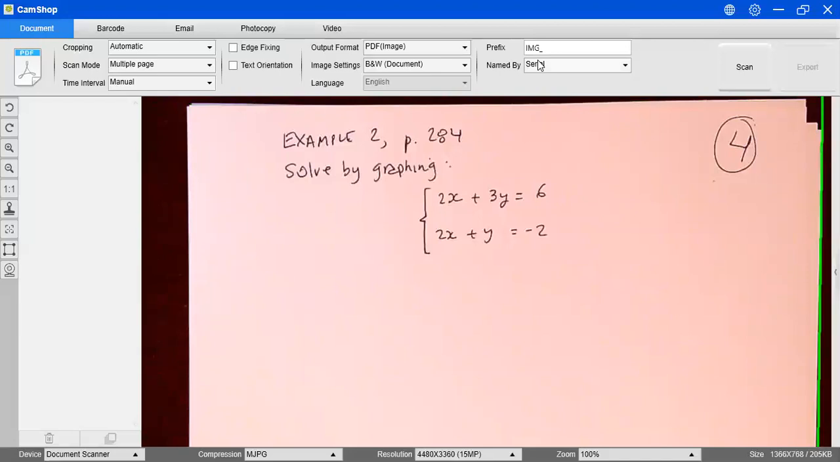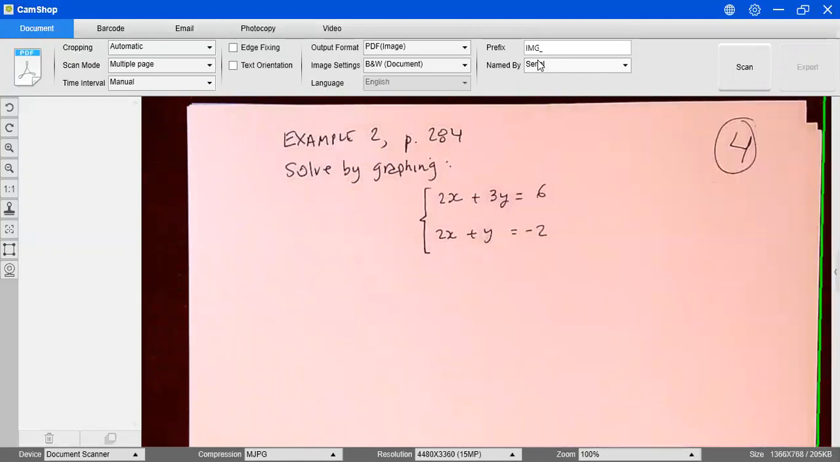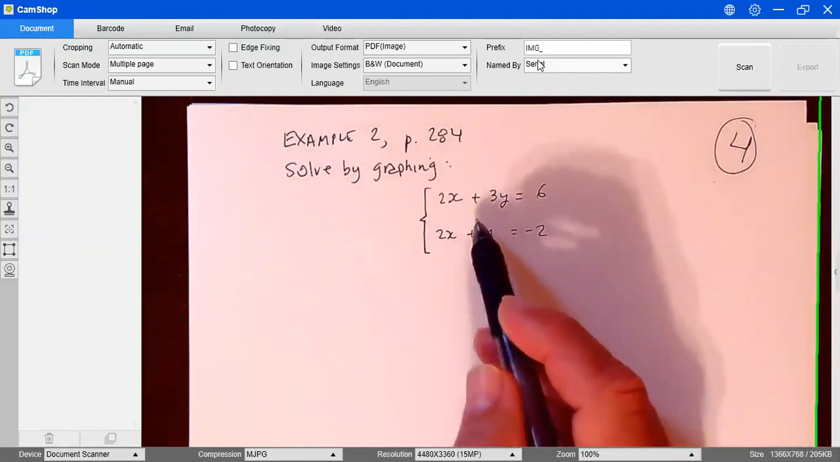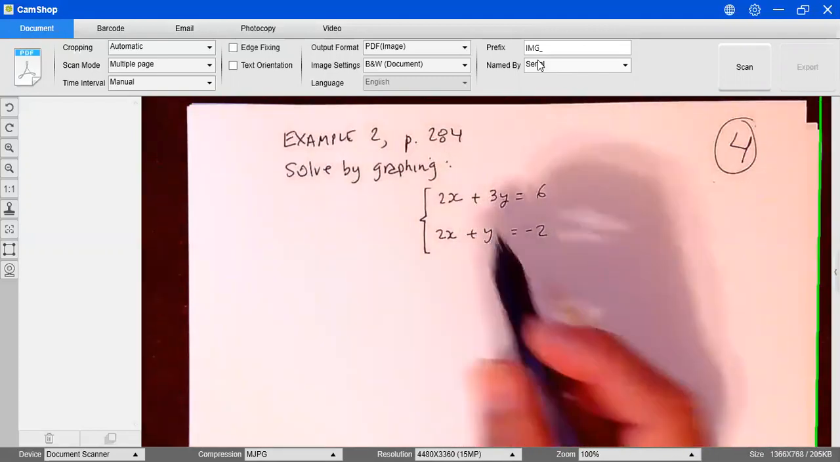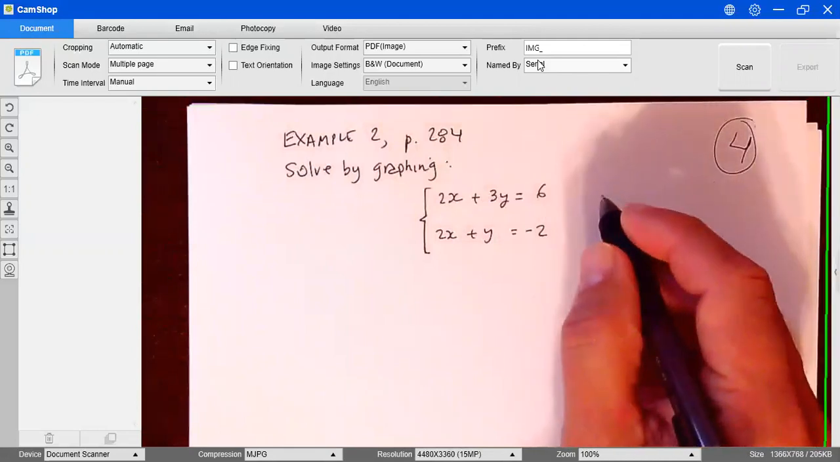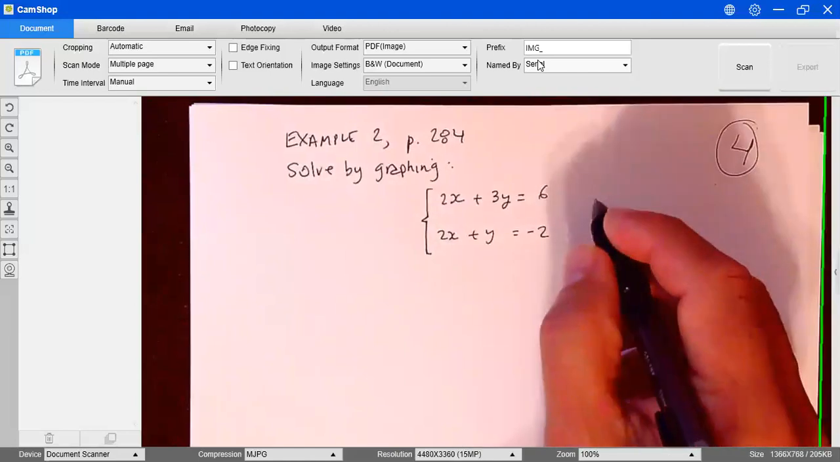So now we're going to start finding solutions of linear systems. The first method that we're going to learn today is the graphing method. The graphing method is just to get the graph of each of the lines and look for the intersection point. So we have two equations here. You can see that these linear equations are written in the standard form. So we're going to use the intercepts to find the graph.